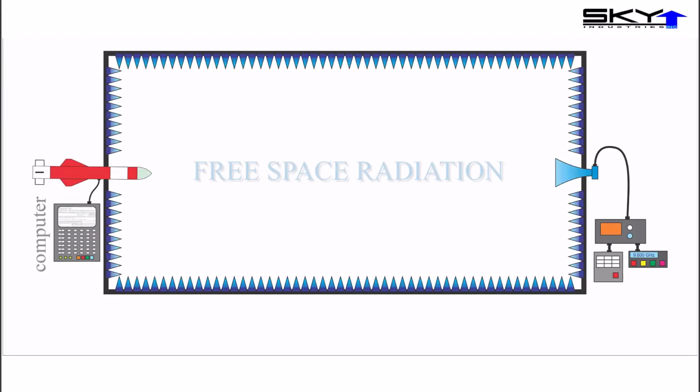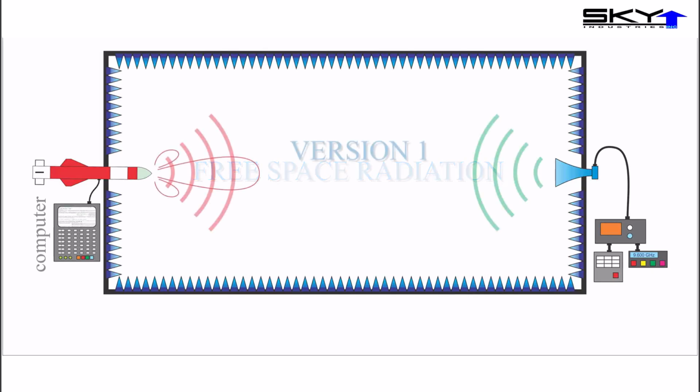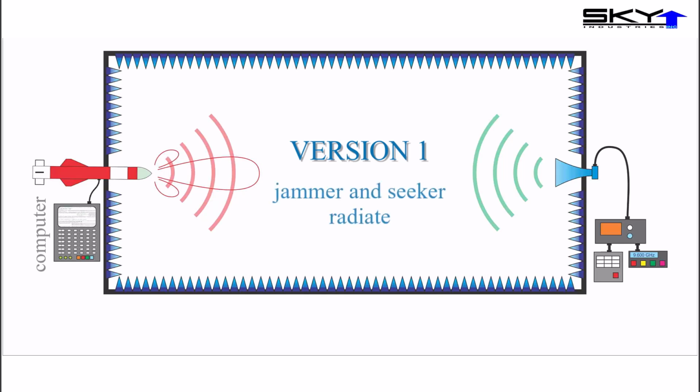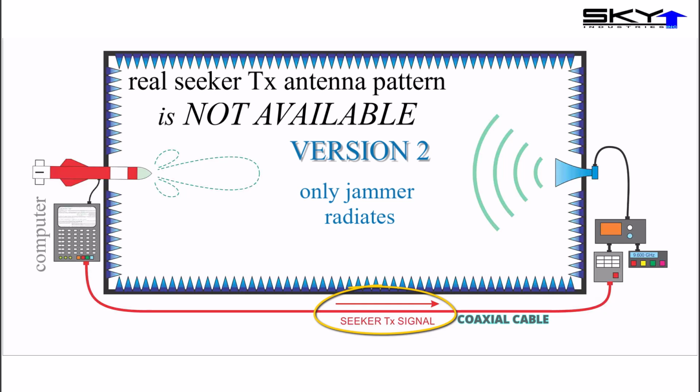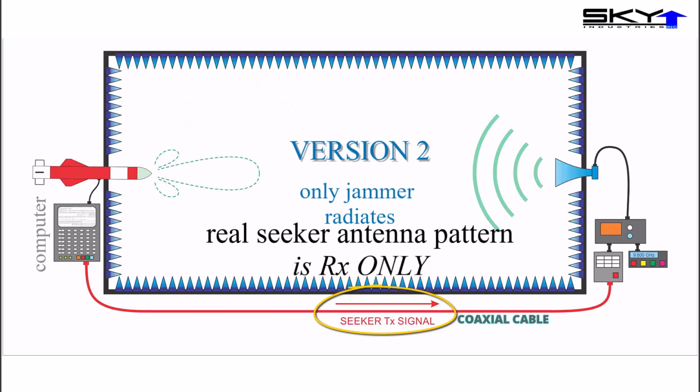It's worth mentioning that there are two versions of the anechoic chamber tests which blend into the coaxial cable tests. There is free space radiation in the anechoic chamber test, but not necessarily for both the seeker and the jammer. In the first version, which is uncommon, both the jammer and the seeker radiate in the chamber. In the second, more common version, the seeker does not radiate, so free space radiation only comes from the jammer. Now this means that the real seeker antenna pattern only applies to the signal received from the jammer. And since the seeker does not radiate into free space in the chamber, the real seeker antenna pattern is necessarily not applied from the seeker to the jammer.